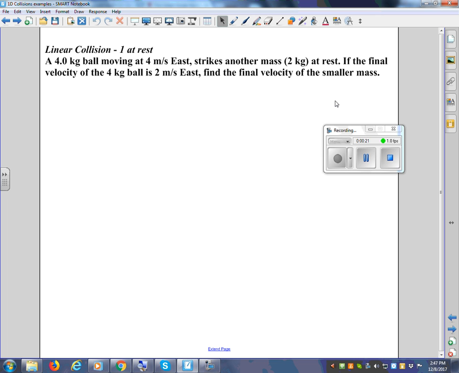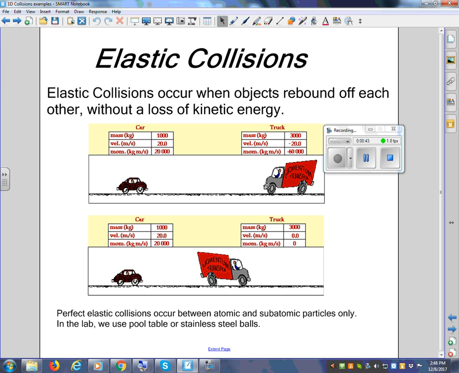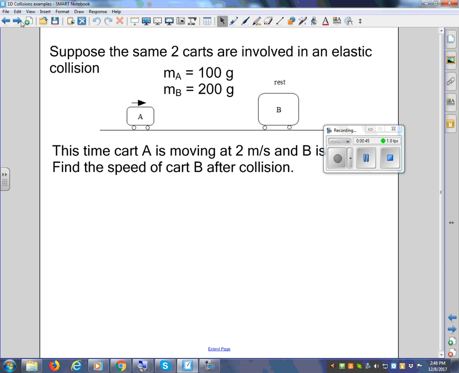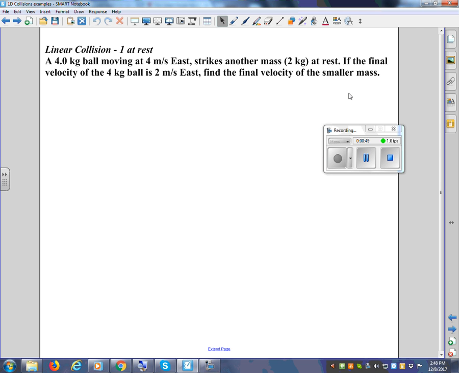So here we have, this says linear collision, one thing at rest. Okay? So we got a 4 kilogram ball moving at 4 meters per second east, strikes another 2 kilogram ball at rest. If the final velocity of the 4 kilogram ball is 2 meters east, find the final velocity of the smaller mass. Oh, did we do this? Did we talk about elastic collisions? Yeah, we did, right? Really quickly. Okay.